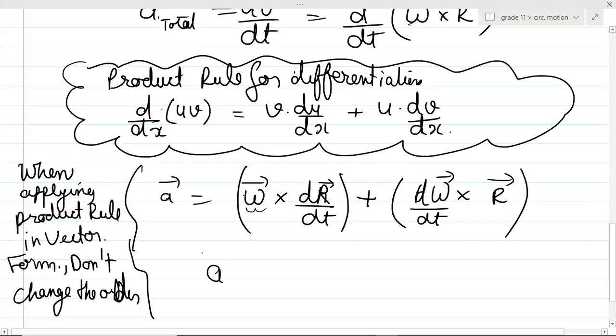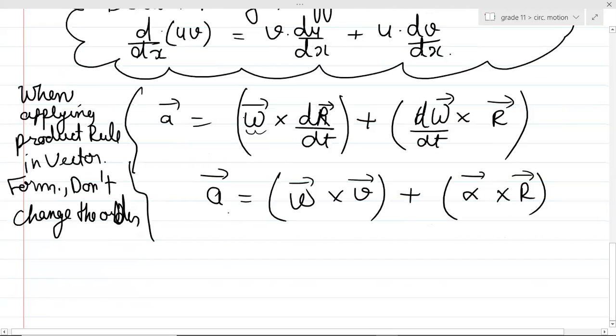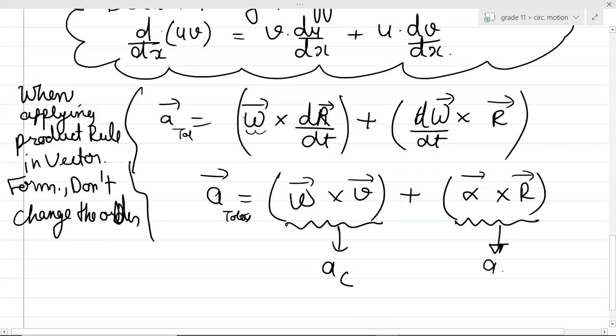So when you do this, omega is basically what? The d position vector by dt. Is it equal to speed? Is it equal to linear velocity, right? So omega cross v. Position vector divided by time is nothing but linear velocity, plus this d omega by dt is nothing but alpha, and this is r. So remember, this is your centripetal acceleration and this is your tangential acceleration.